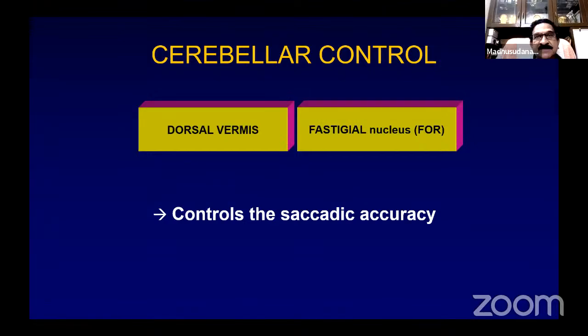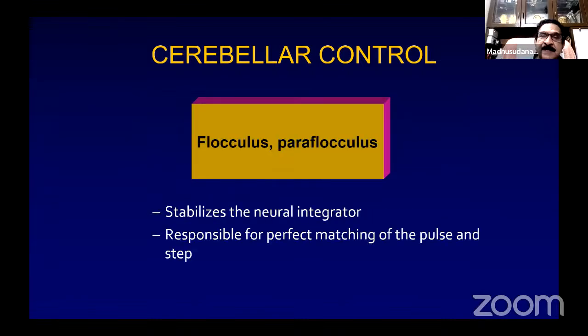That controls the saccadic accuracy, by which I mean that whatever saccade is made is a correct saccade. A correct saccade means that it stops exactly at the target, without overshooting or undershooting. The second part of the cerebellar control is the flocculus and paraflocculus, which stabilizes the neural integrator. What is the function of the neural integrator? It provides a step innervation for an adequate pulse. What is a pulse? A pulse is what shifts your eye from a point of gaze to a new target. It is a burst of activity going to the agonist muscles to move the eye to the new position.